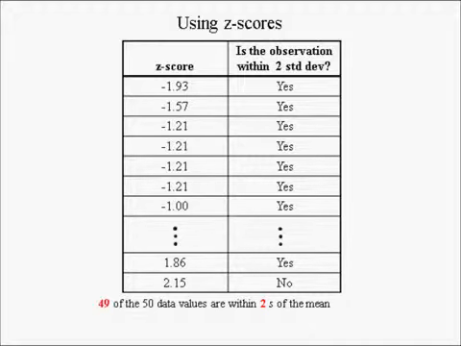Hence, 49 of the 50 observations are within 2 standard deviations of the mean, which is 98%. The empirical rule says about 95% of the observations are within 2 standard deviations from the mean, while Chebyshev's theorem says 75% of observations are within 2 standard deviations of the mean.